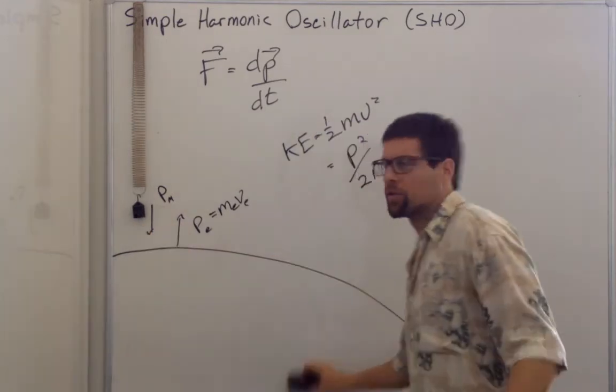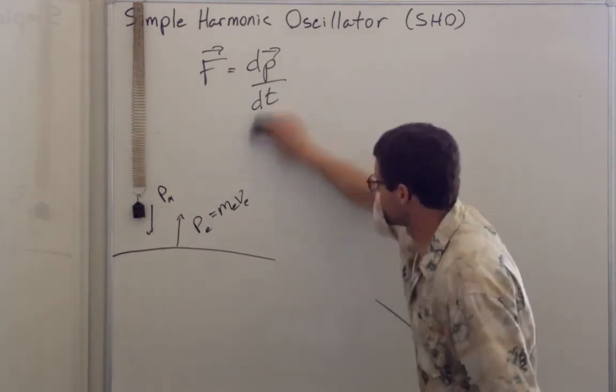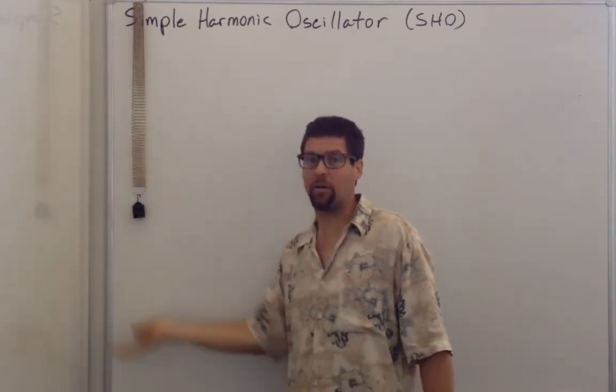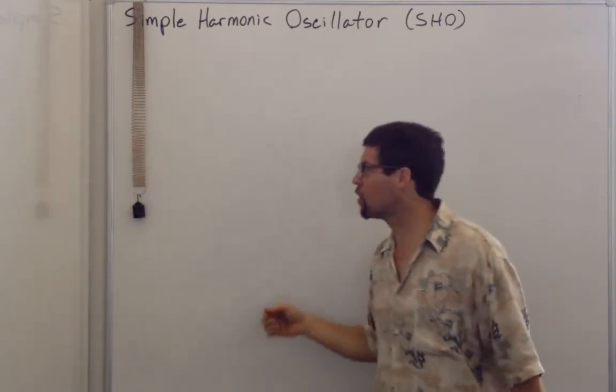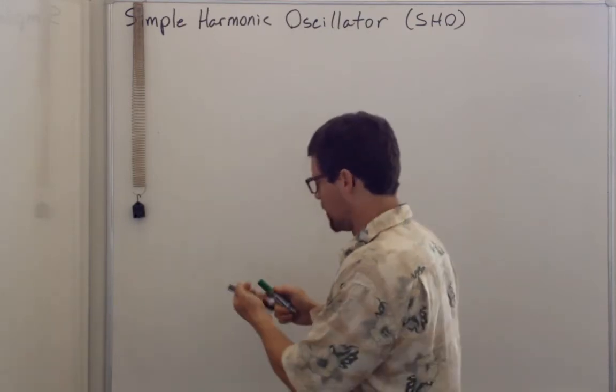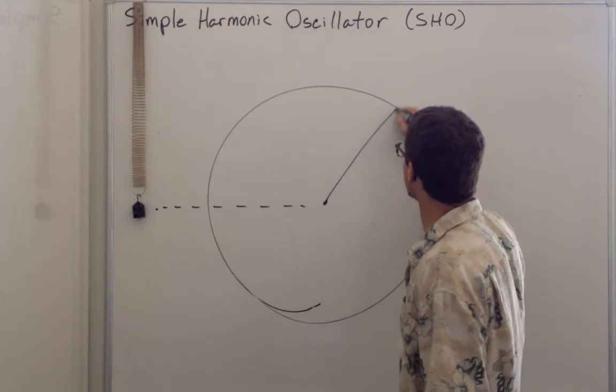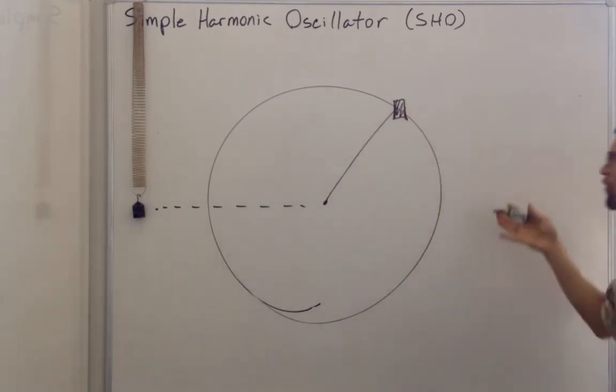So let's take a look at kinematics. We can see that this mass bouncing up and down behaves identically to a mass on a wheel as the wheel rotates in a circle and the mass is viewed from the side.